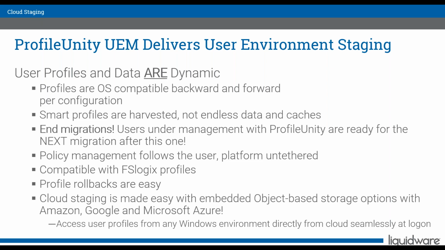It ends migrations when you put in ProfileUnity, because you can flip a switch and you can have things in place like best data practices and the user profile that comes down from the cloud or from your data center. And once these users are under management, you can switch over to Amazon, to Citrix, to VMware desktops, to WVD. It doesn't matter, and you can have a zero downtime migration. Policy management follows the user, and it puts the platform untethered.